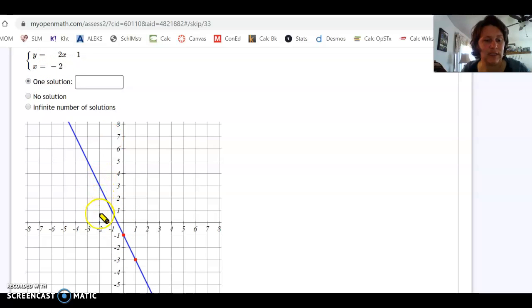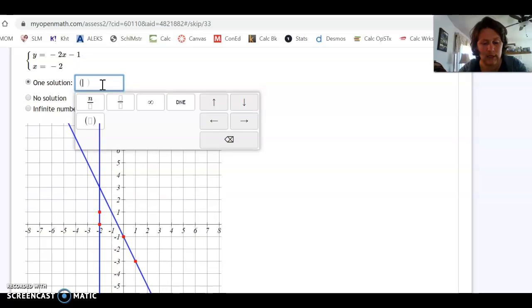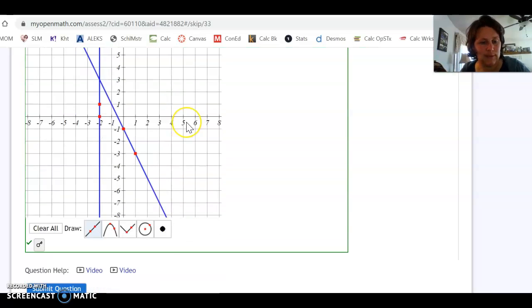And then x equals -2, so go to -2 on the x-axis, make sure it's the x-axis, and then put in another point so that it slices through or across that x-axis. And then it looks like our answer is -2, 3. Nice work.